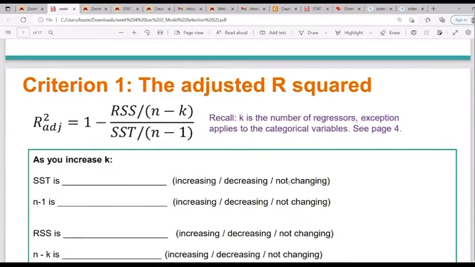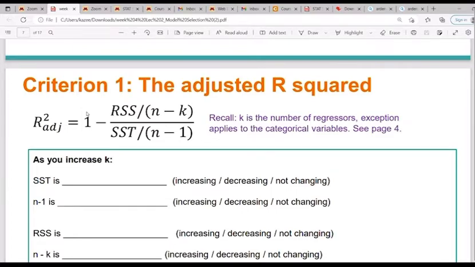Okay, now what I'm trying to show you now is the formula for adjusted R squared. If you take a look at this formula, you're going to see RSS. Look at that. And this is SST, the sum of squares total that we call total variation, and of course N is the sample size, and K is the number of regressors. So take a look at this. This is the formula for adjusted R squared.